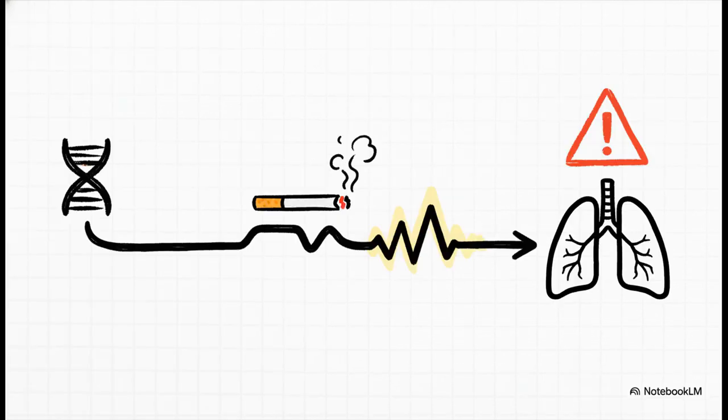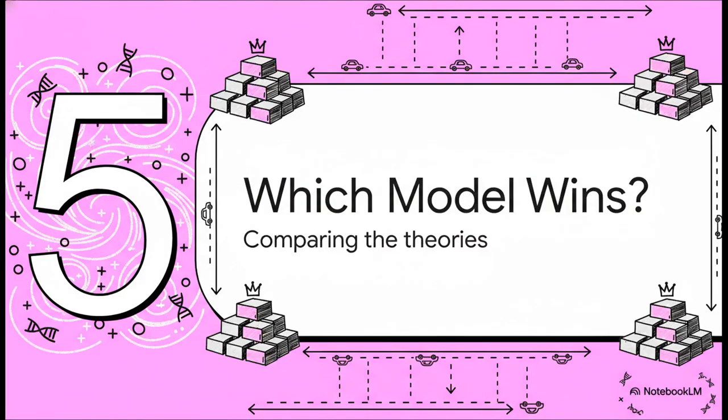And here's a perfect real-world example. You might have genes in a pathway related to nicotine receptors, which gives you a slight predisposition to lung cancer. But that specific risk pathway gets massively amplified by an environmental factor, smoking. In this case, the gene and the environment are working together on the exact same biological road. So we have three really compelling theories: a simple sum, a corporate hierarchy, and a network of highways. How do they actually stack up against each other?